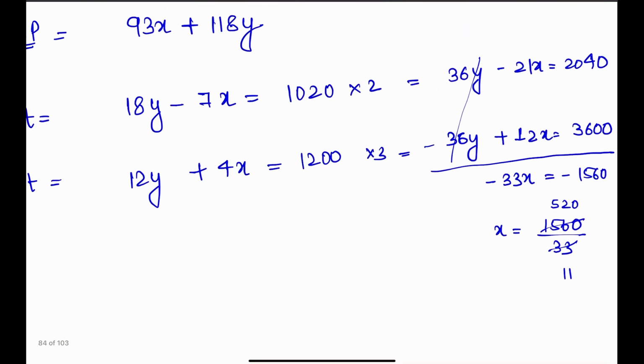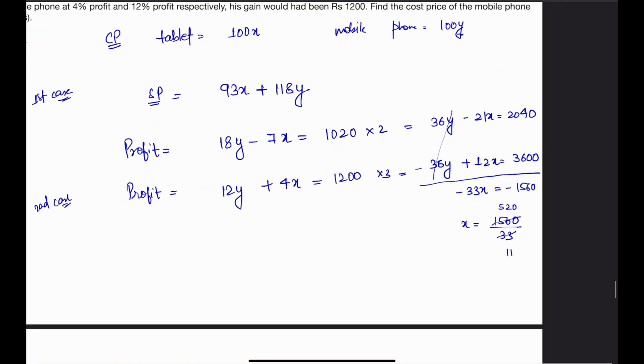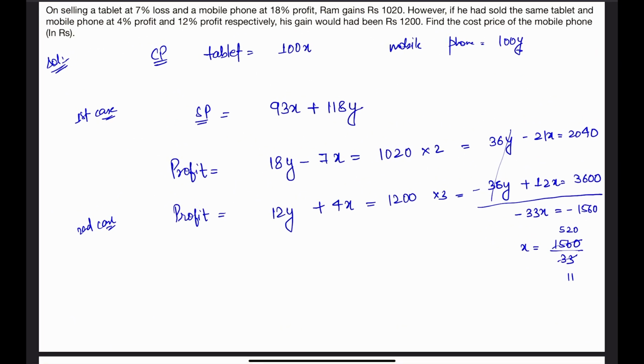Why am I getting a feeling that I have made some mistake in the calculation part? Let's read again. 18 profit on mobile, and here the same tablet and the mobile phone 12, 18, 6, right? And then 7% loss, and then 4% profit, 7% loss. Okay, 4% profit, great. Cost price, that's why I took that value. So 18 2 ja.